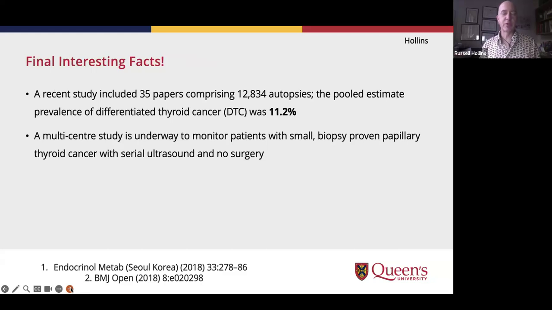The other thing, I was told this in medical school, that up to 30% of cadavers have thyroid cancer in them, and then a more recent review showed over 10% of cadavers have thyroid cancer, and obviously it wasn't doing anything, so those don't matter. And Robyn alluded to this, there's a multi-center study being directed by somebody from Toronto, I believe, of actually not doing surgery on small biopsy-proven thyroid cancer, specifically papillary cancer, because they're probably not going to cause any trouble.